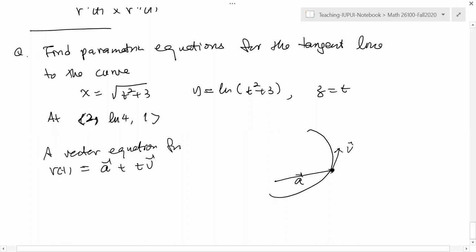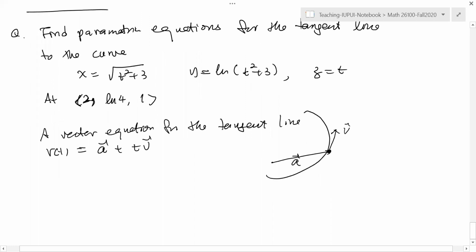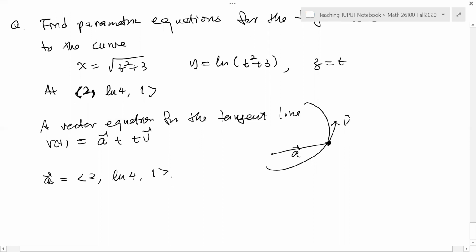Once you get a vector equation for the tangent line, you can get a parametric equation for the tangent line. You should have a clear picture first. What is A? A is already given: (2, natural log of 4, 1). Now all we need is to find the tangent vector V. V is going to be the derivative of each component.